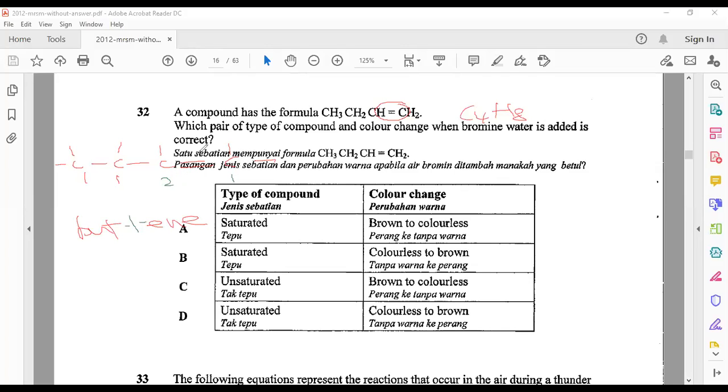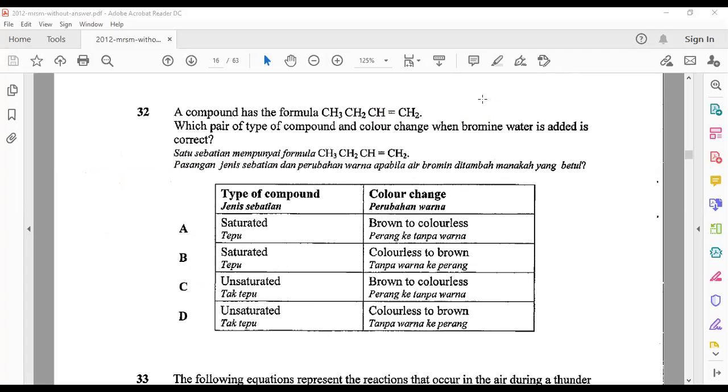Now, when you see the carbon-carbon double bond, then we say that it is an unsaturated hydrocarbon. So parts A and B are out. You have only C and D. And we are talking about changing the bromine water. Initially, the bromine water is brown. When you add it to this, it will turn colorless. That's why your number 32 answer is C. I hope you can follow until here. Now we continue.